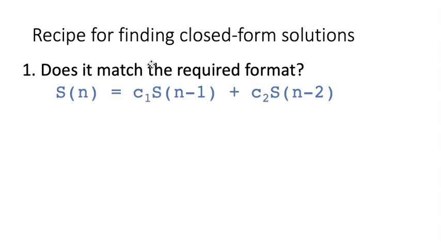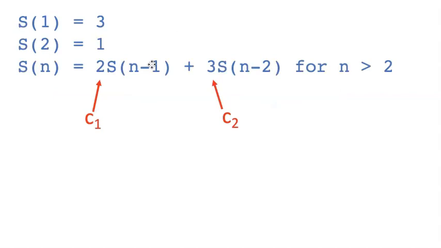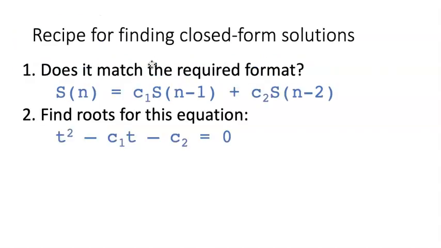So, now that we know that it's second-order, let's take a look at the recipe for finding closed-form solutions. Step 1. Does it match the form? The recipe only works for recurrence relations that have constant coefficients, not variables. And it looks like the current example checks out. The first coefficient is 2 and the second is 3. So let's move on to step 2 of the recipe.